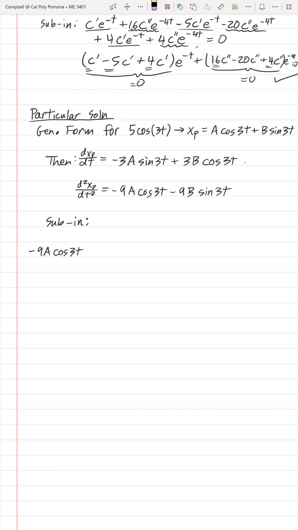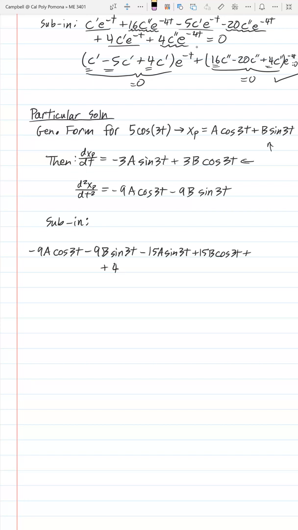Okay, so negative 9a times cosine 3t minus 9 times b times sine 3t. Now we have a 5 times our first derivative. So we got 5 times this guy: minus 15a times sine 3t plus 15b times cosine 3t plus now 4 times, last but not least, our xp.